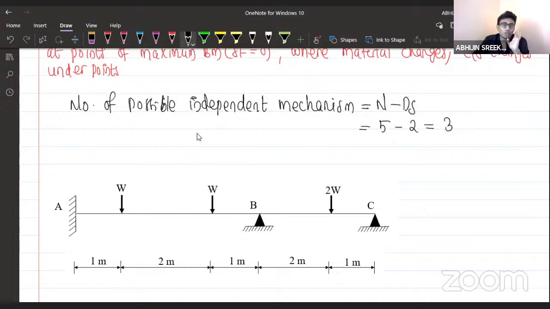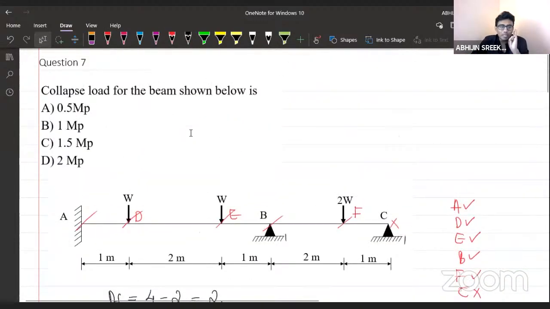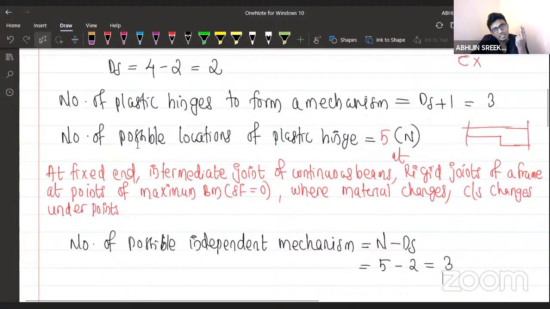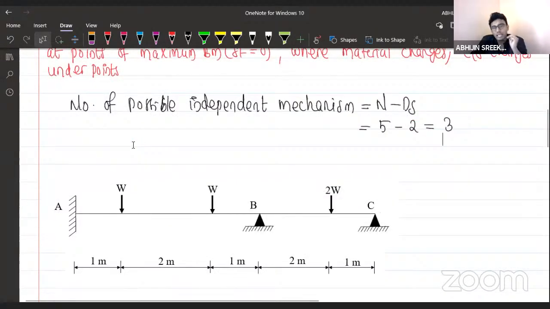So these are 3 questions. Even if you are given a beam, there are 3 questions apart from the collapse load calculation. First question is what is the degree of static indeterminacy? That is a question in structural analysis. But here, number of plastic hinges to form a mechanism can be a question. How many plastic hinges are required to form a mechanism? DS plus 1. Number of locations of plastic hinge formation is equal to 5. Number of possible independent mechanisms is equal to n minus ds. 3 concepts are discussed in 1 question. Remember all these 3, right? So let us start mechanisms one by one.